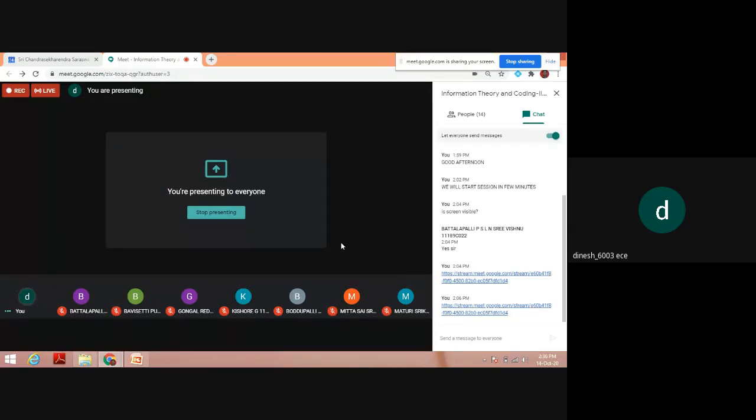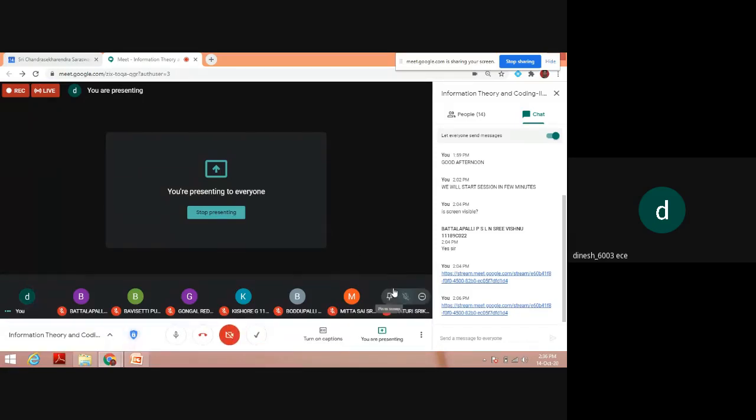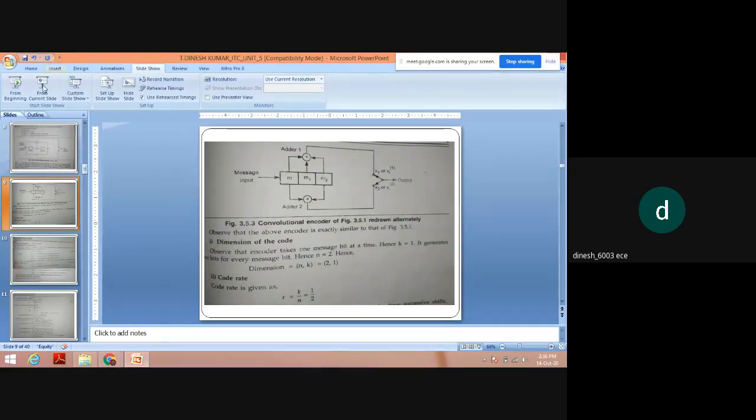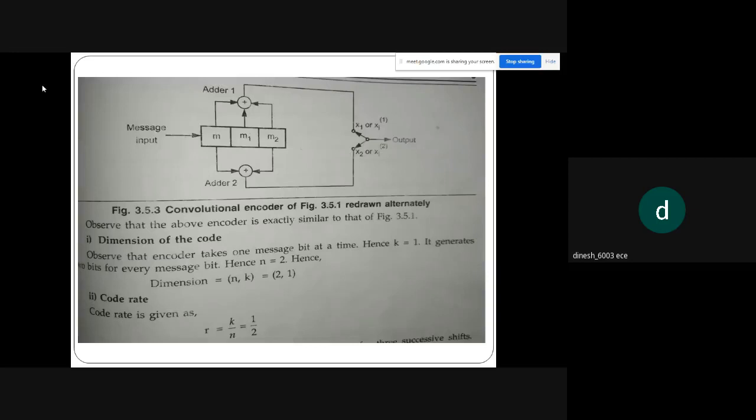After redrawing, okay, since there are no queries, I'll move on to the next slide. Next, after redrawing, I need to find the dimension of this. So how do I find the dimension? Just now I explained how many outputs there are. One output, so keep it as it is.